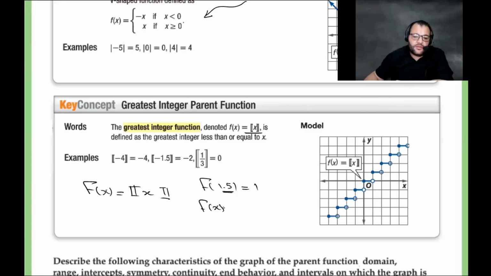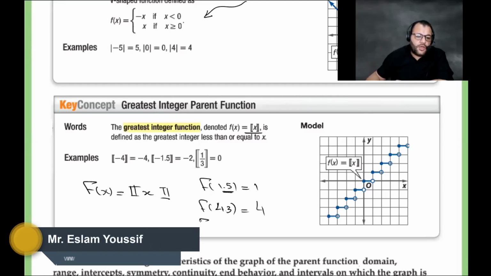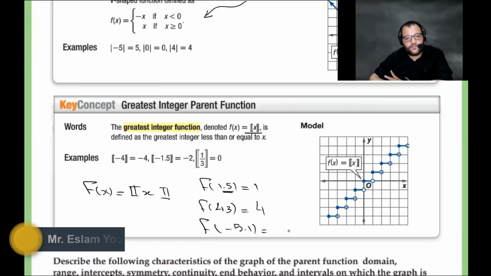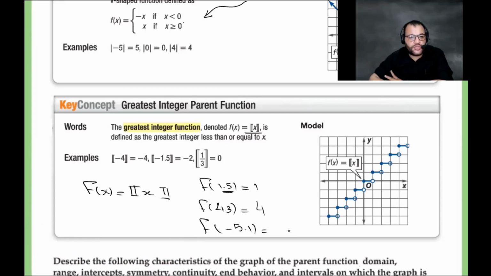F of 4.3 is 4. F of negative 5.1. Negative 5? No, negative 6. Negative 6 is smaller than negative 5. I need the greatest integer number which is smaller than or equal to negative 5.1.